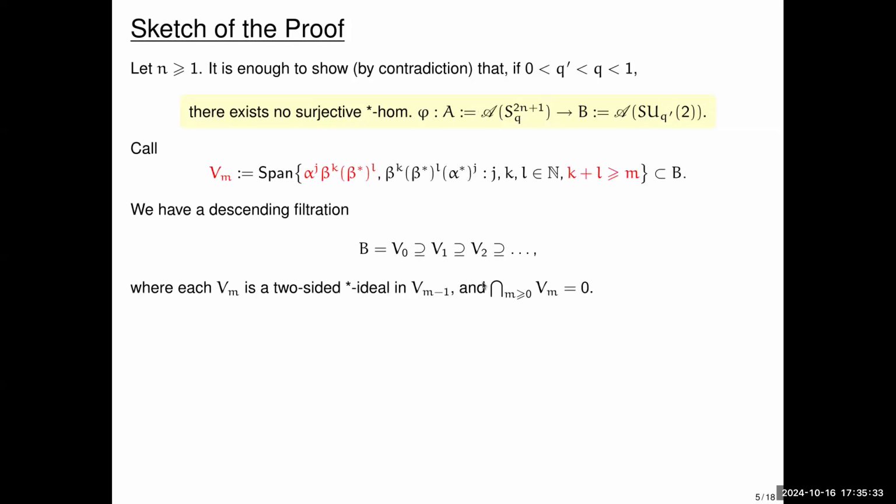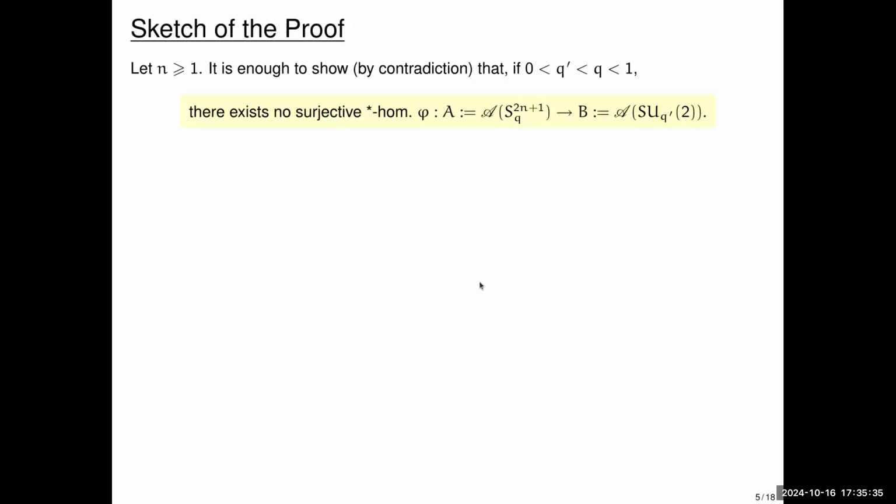Can you repeat this argument while you are done here? So suppose you have an isomorphism between the algebras of the spheres. The second sphere has the same dimension, different q. No, the same dimension doesn't matter. The second is 2m plus 1 dimension. The second has parameter q prime, and I have a surjective star homomorphism onto SU_q prime(2).